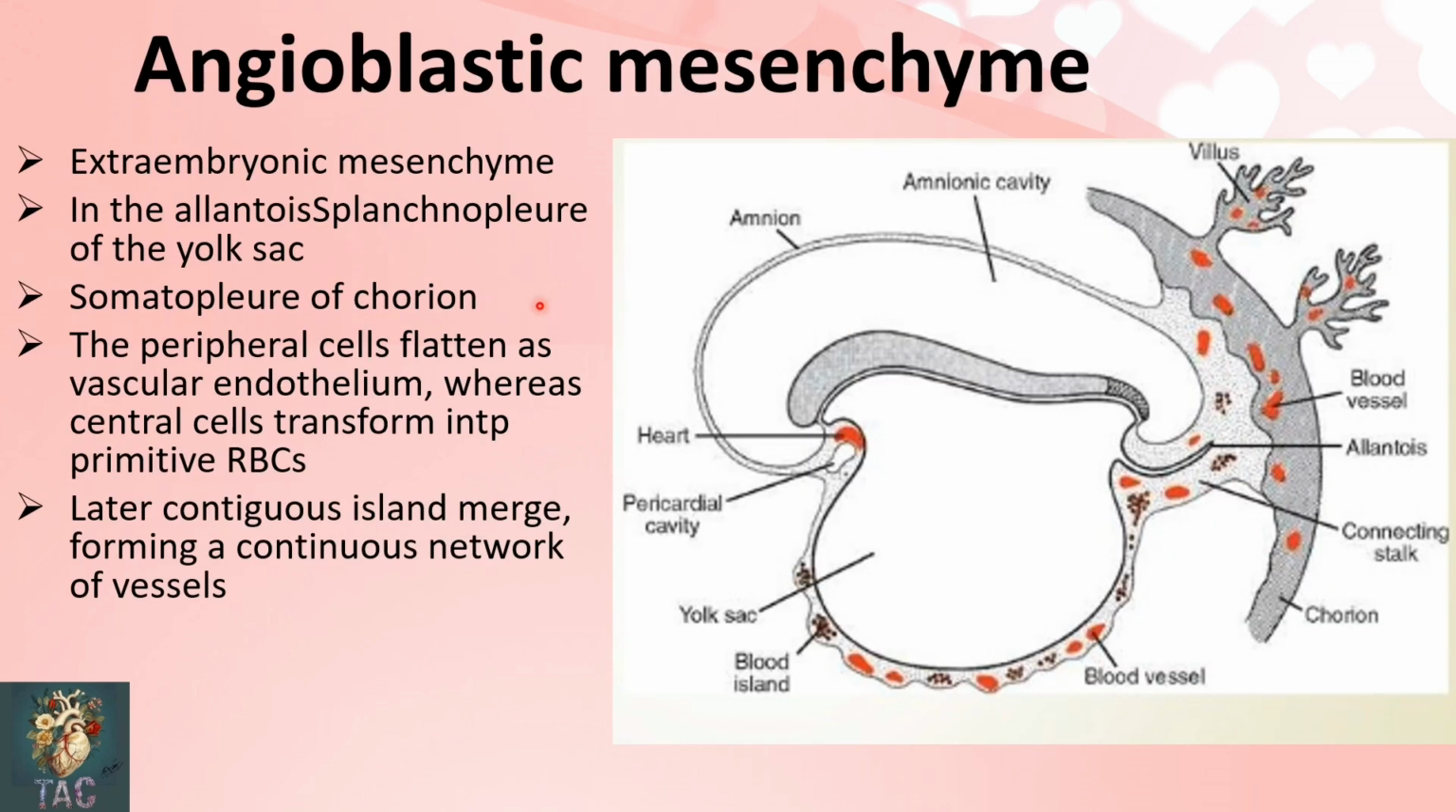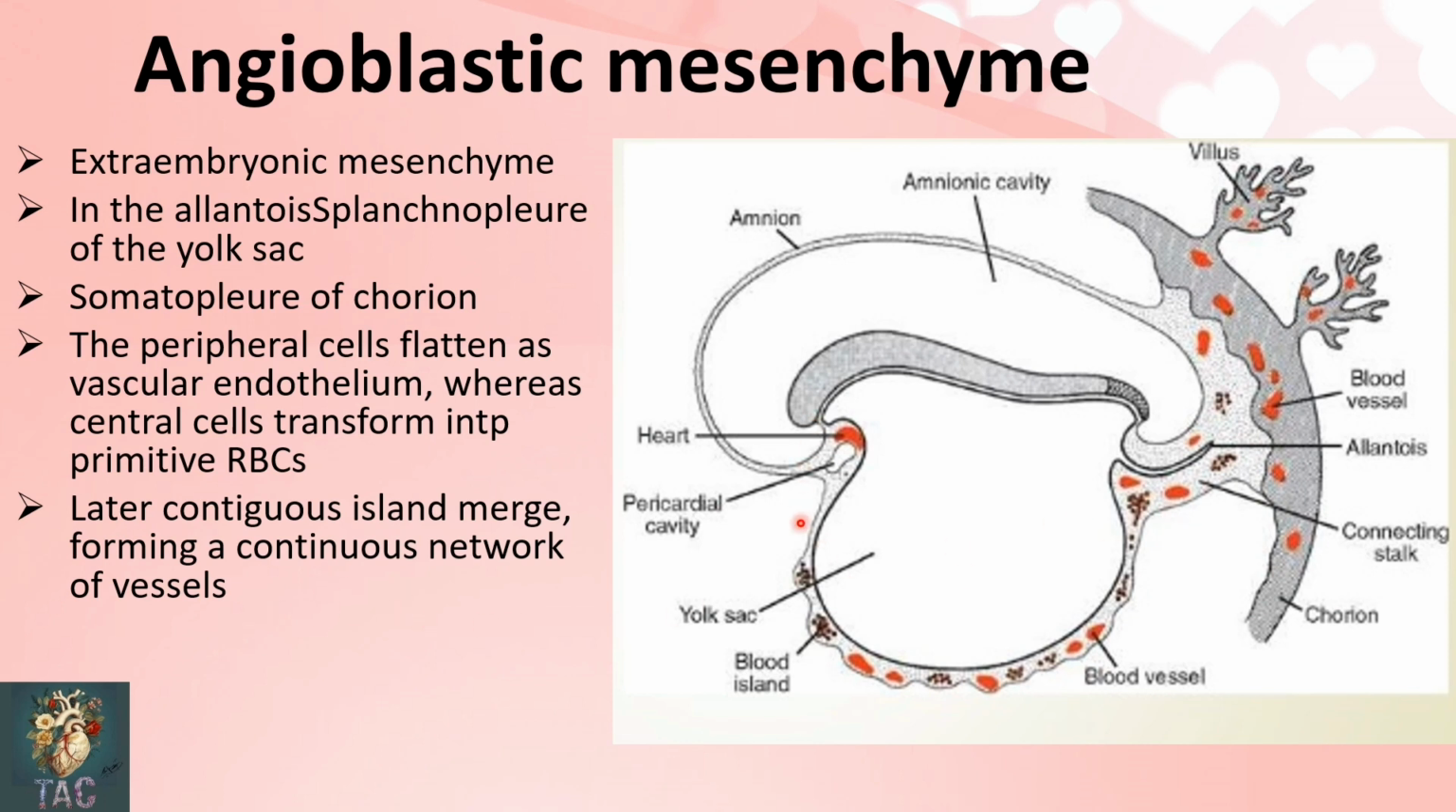So first of all, a little bit of revision from the previous knowledge: the angioplastic mesenchyme is going to form the heart, the blood vessels and the RBCs, all of the components of the circulatory system. It is derived from the extra-embryonic mesenchyme in the region of the allantois, the splanchnopleure of the yolk sac, and the somatopleure of the chorion. The peripheral cells flatten as vascular endothelium, whereas the central cells transform into the primitive RBCs. Later, the contiguous islands merge, forming a continuous network of vessels.